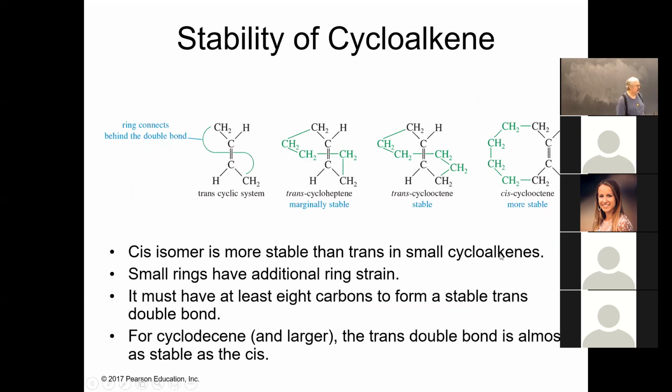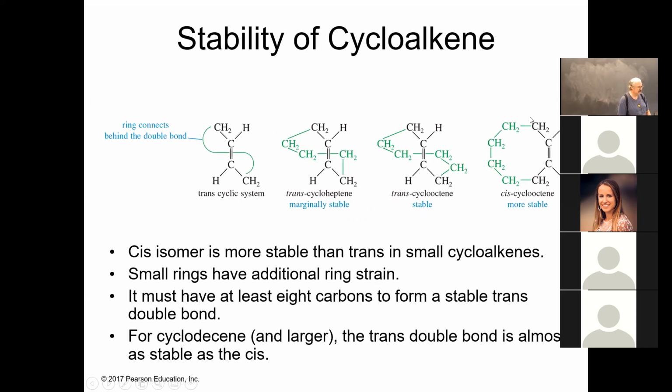Okay, so here's a little bit more about cycloalkenes. If we have a trans double bond, trans-cycloheptene is marginally stable. It's actually fairly difficult to build a model of trans-cycloheptene. Trans-cyclooctene can exist. You can build a model of it.